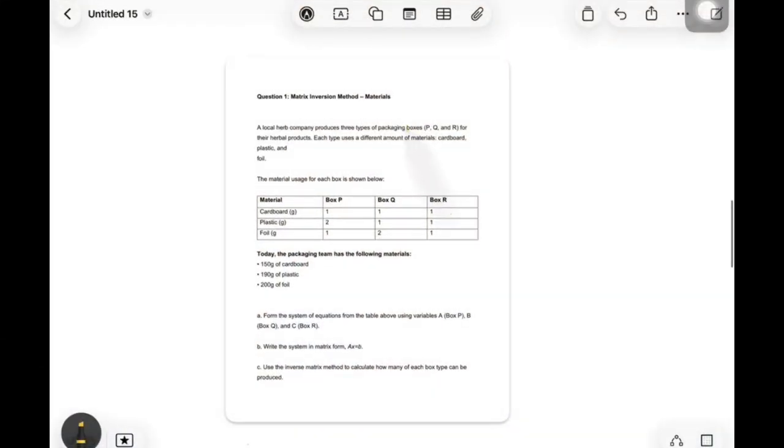Let's highlight the important things that the question wants. There are three types of boxes, P, Q, R. Each uses a different amount of material, which is cardboard, plastic, and foil. The first question: form the system of equations.